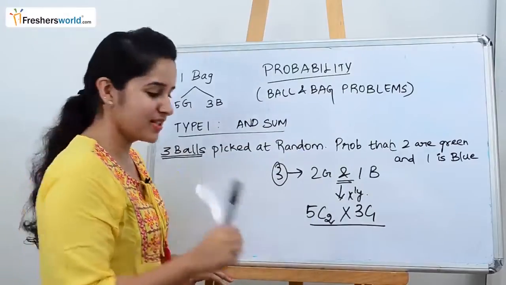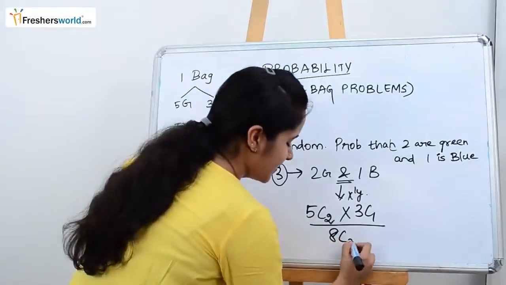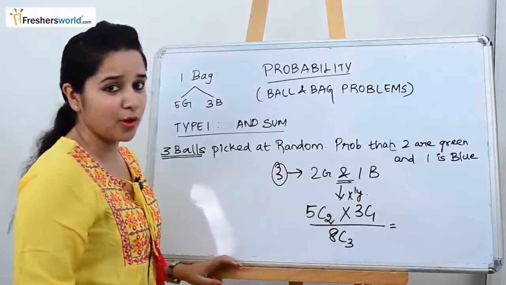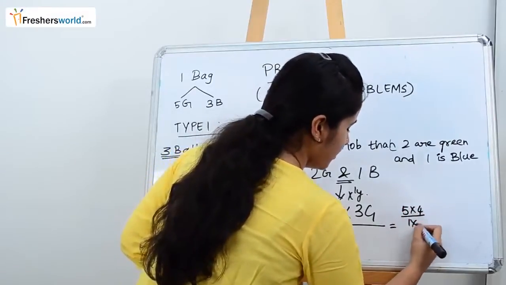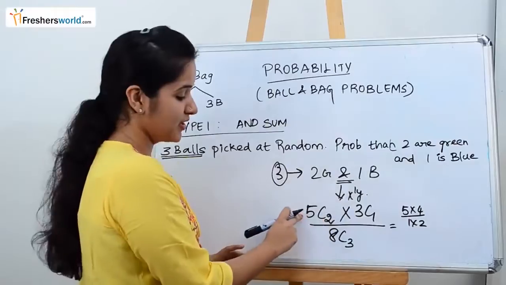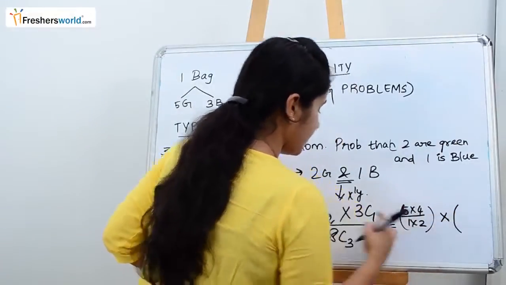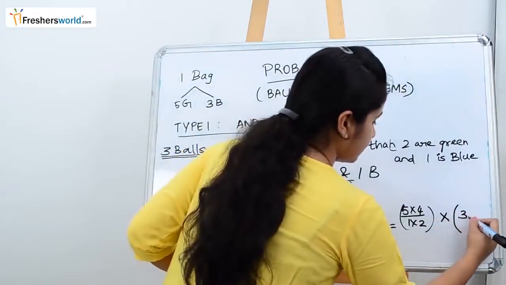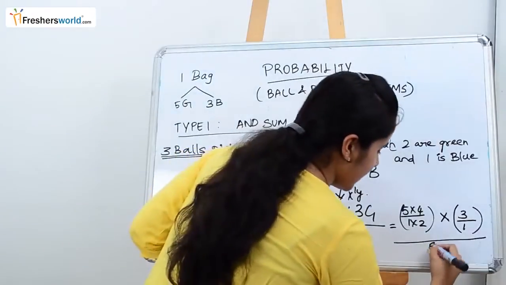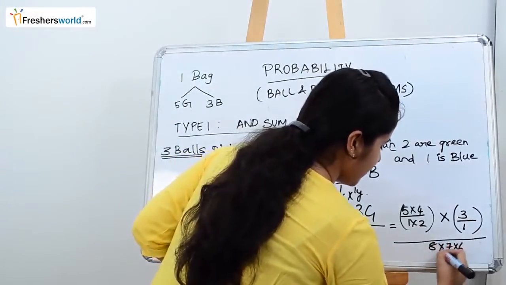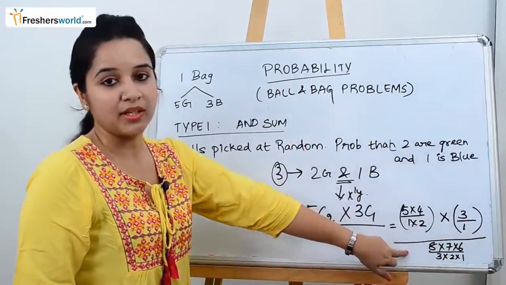5 plus 3, which is 8. Out of which, how many balls do you have to choose? 3. So 8C3. If you don't know the formula, it's always simple. 5 into 4 divided by 1 into 2. The number of times you reduce the numerator, into 3C1, divided by 8C3, which is 8 into 7 into 6 divided by 3 into 2 into 1. So if you solve it, you will get the answer.